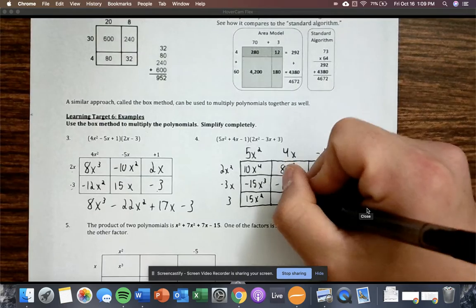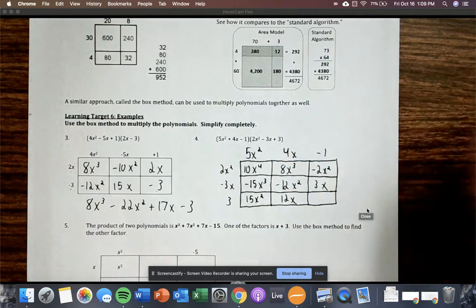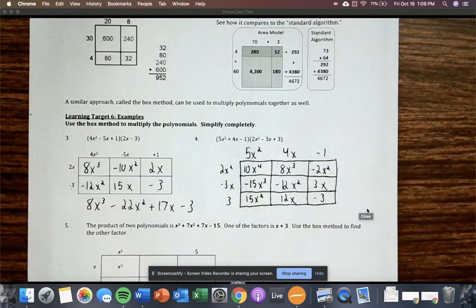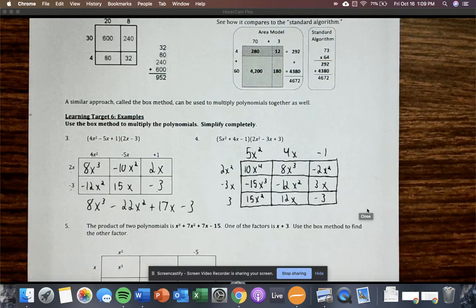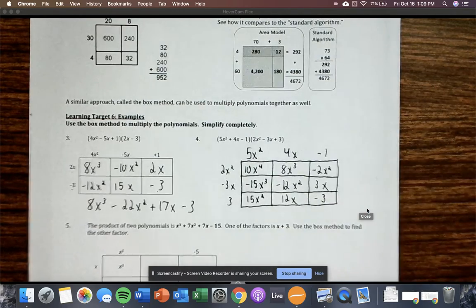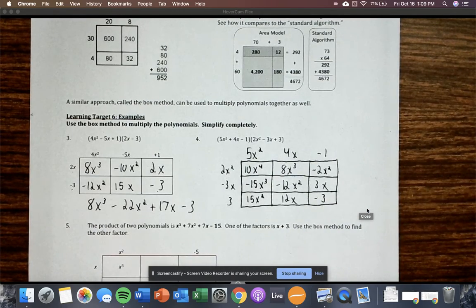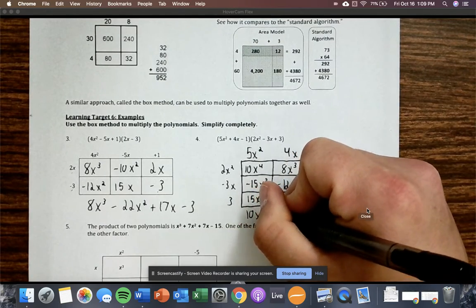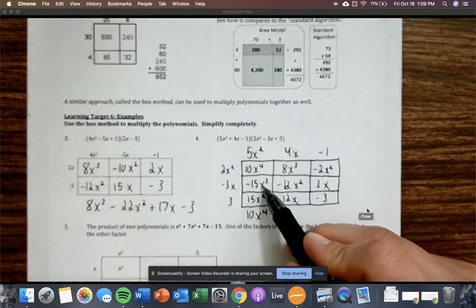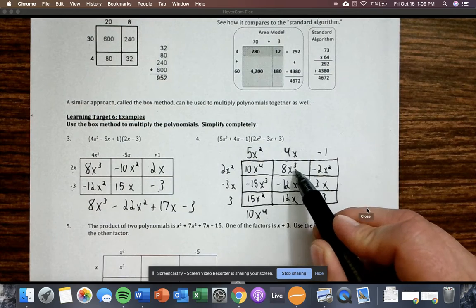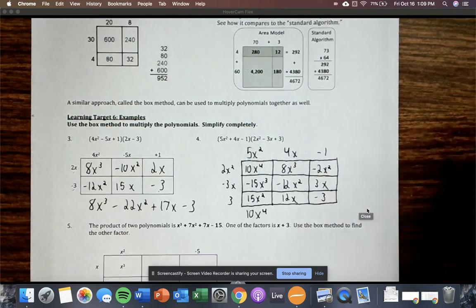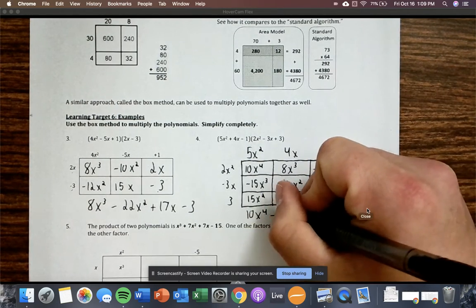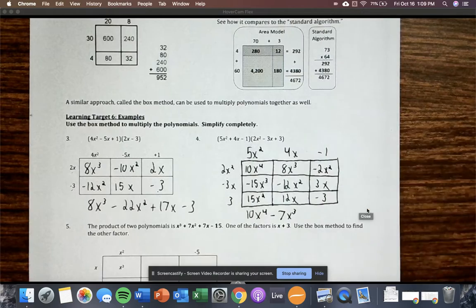3 times 4x is 12x. And then 3 times negative 1 is negative 3. So now all we have to do is add all these values up, or we can just say combine like terms, right? Our biggest one is this 10 times x to the fourth. And then combining all the cubes, we have 8x cubed minus 15x cubed. So that's going to leave us with negative 7x cubed.